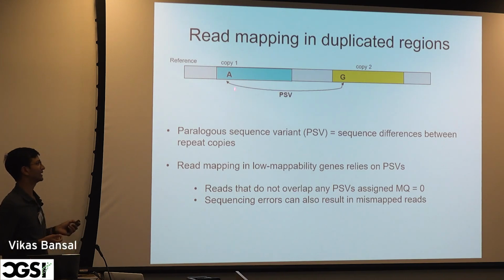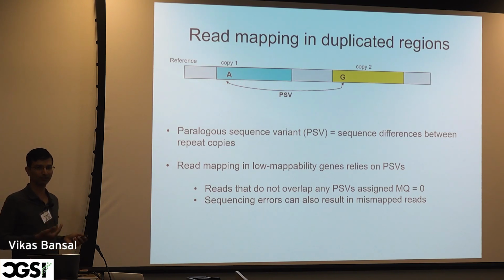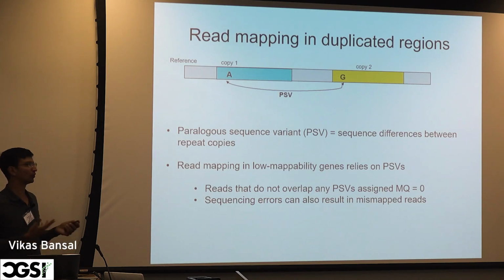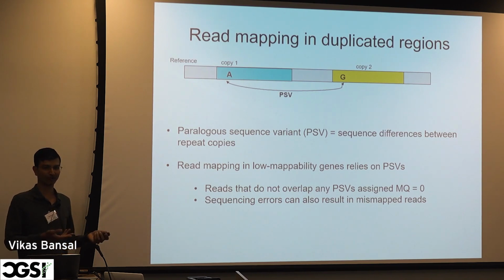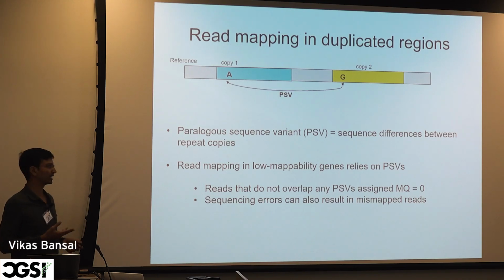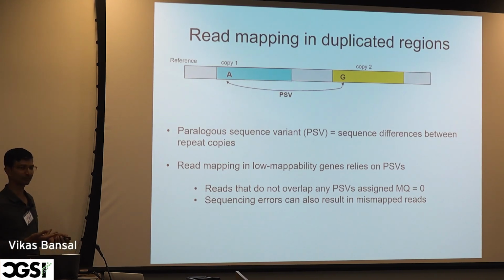So for example, if I have a read that has the A sequence at this position, then I'm maybe confident that this read came from copy 1. And if it has a G, then probably more likely copy 2. So essentially, read mapping in these long duplicated sequences relies on PSVs. So the more PSVs you have, which means you have low sequence similarity, the easier it is for the Illumina reads to be mapped to the right copy. Whereas if you have a very low number of PSVs, then you cannot really map any reads uniquely.